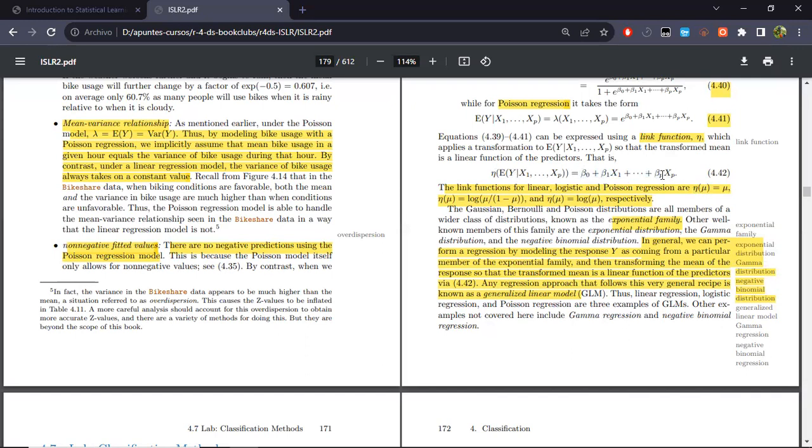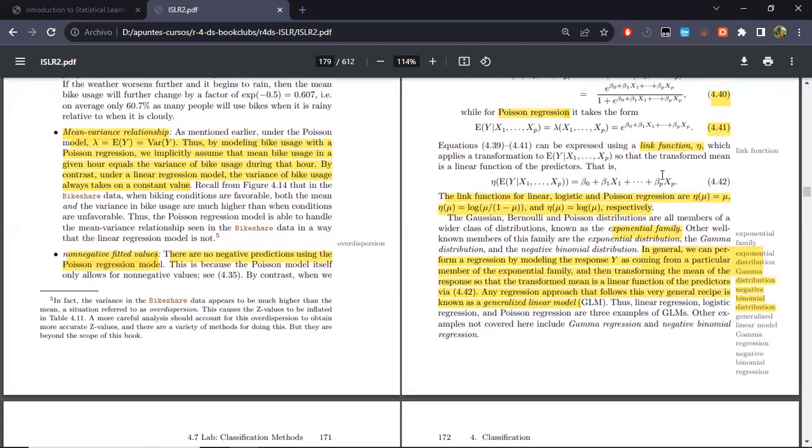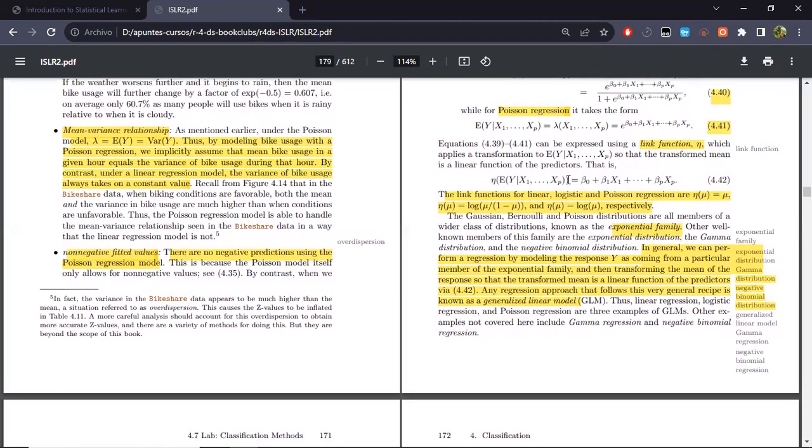In the case of logistic regression, what is the transformation that is being used in order to get this linear expression? That is what Ricardo mentioned, the log of the odds. And in the case of Poisson regression, which we didn't cover, what is the transformation being applied to the response? In this case, it's just taking the logarithm of that value.